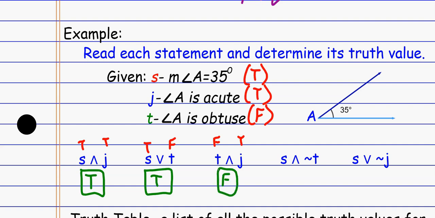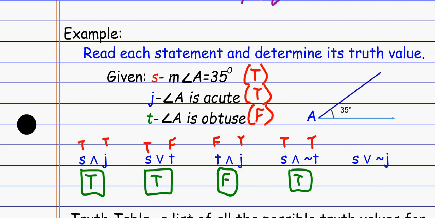And then this one, S and not T. So think about it this way. S was a true statement. Remember, that negation symbol means the opposite. So the opposite of obtuse would be not obtuse. And when you look at that angle, is that angle not obtuse? Well, yeah. So the opposite of T would be a true statement. So now with and, both pieces have to be true, and when I look at this, both pieces are true. So the whole thing is true.